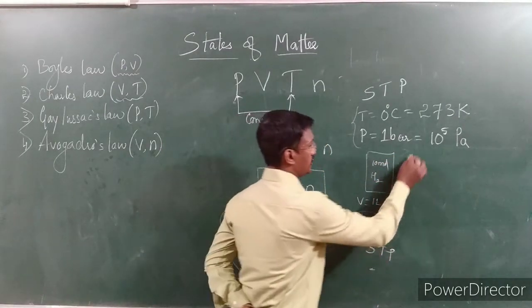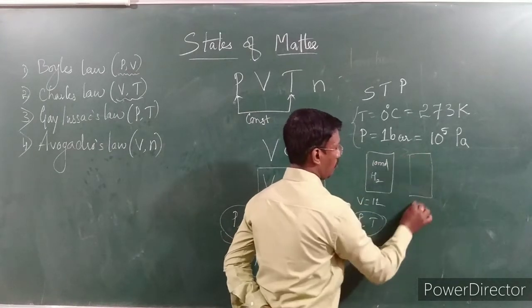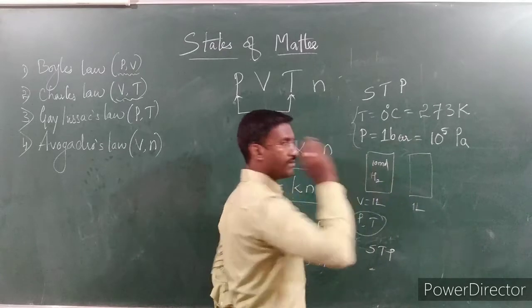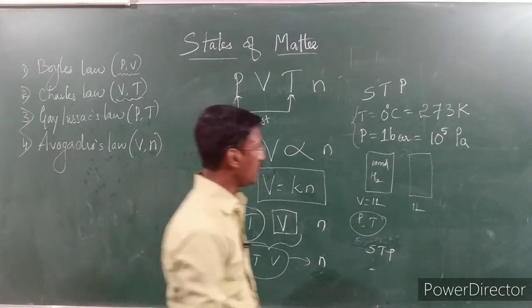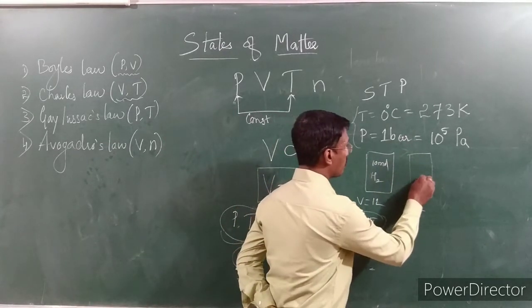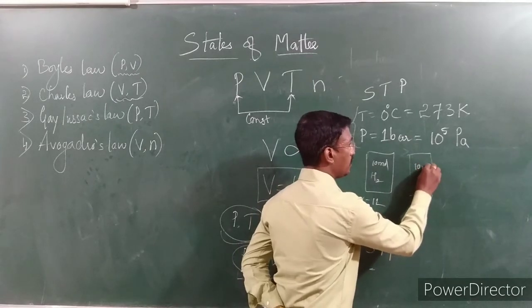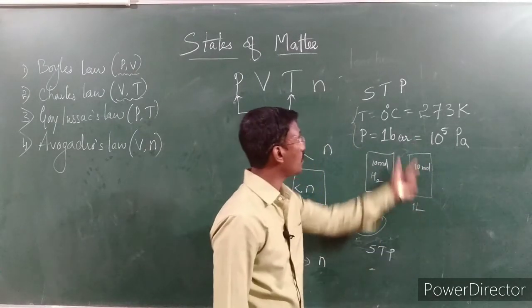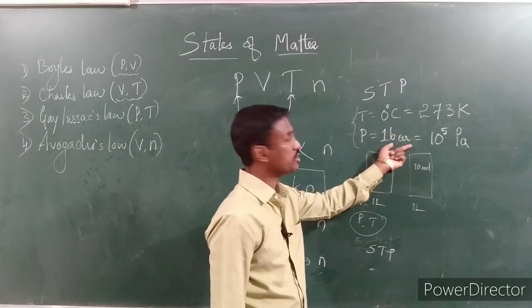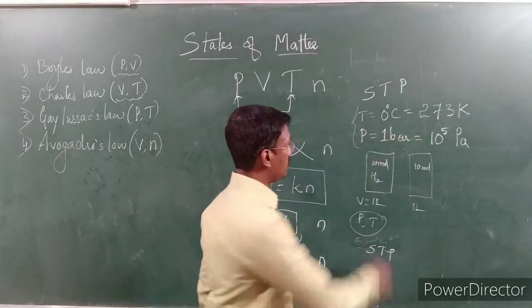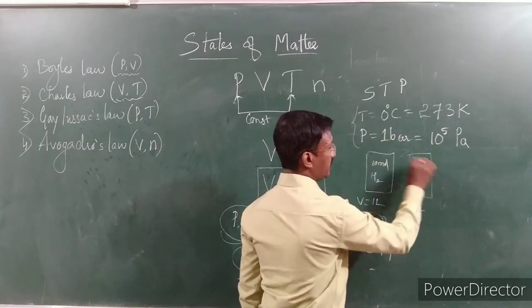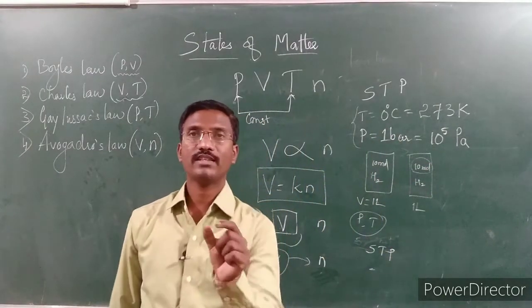With the same conditions, 1 liter of volume and the temperature and pressure remaining the same, again the number of moles of the gases should be 10 moles only. Why? Because we have maintained the volume as the same and we have maintained the temperature and pressure as the same. At that condition, the number of moles of hydrogen should be equal to 10 moles only. This is the condition.